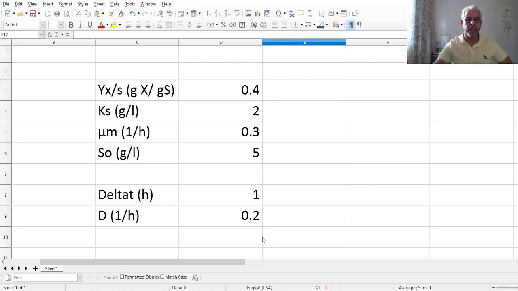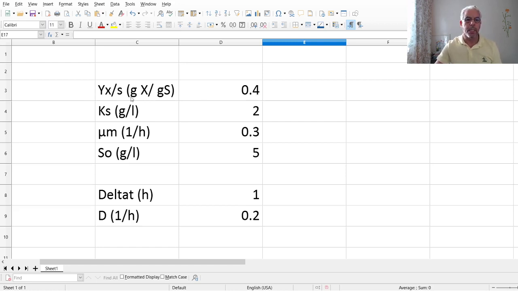All right, now we're going to be trying to implement the equations we developed before using that spreadsheet. I am using LibreOffice here, and the first thing we need to do is plug in the numbers for the different stoichiometric and kinetic parameters.